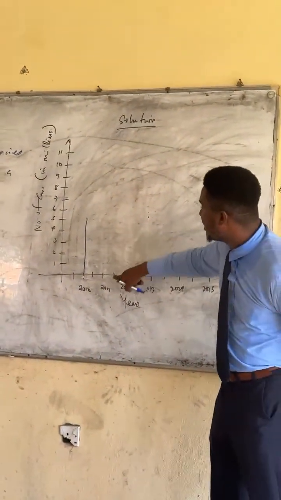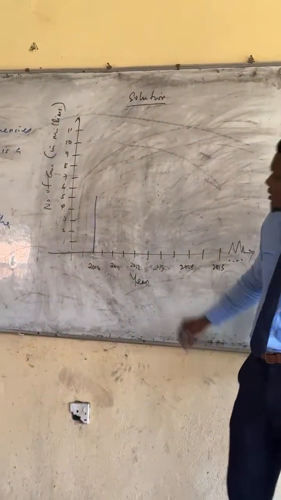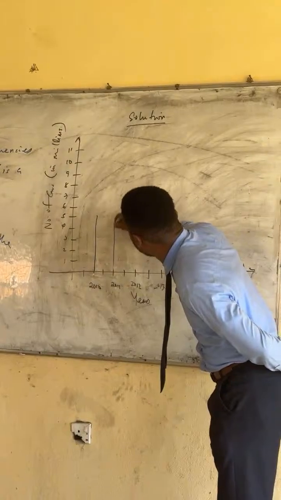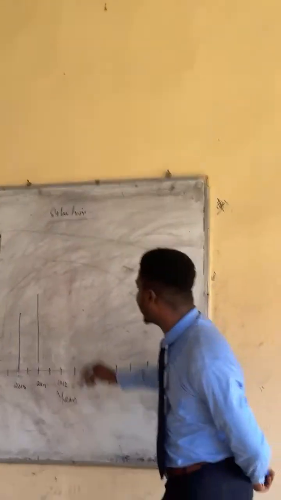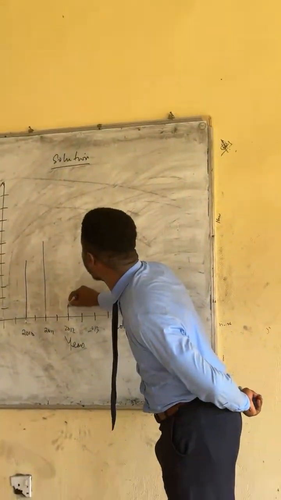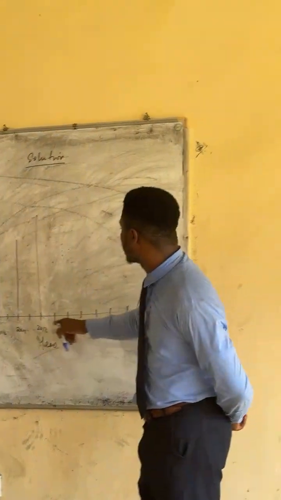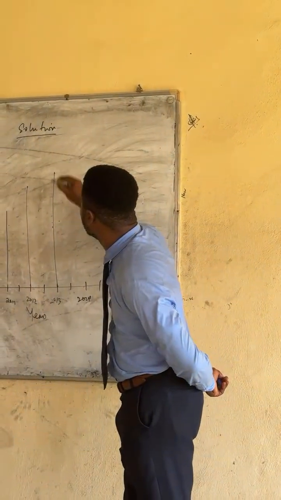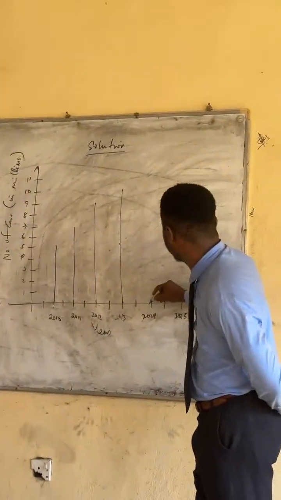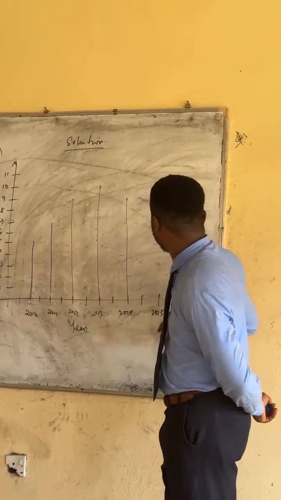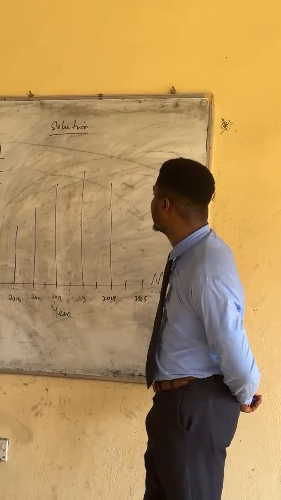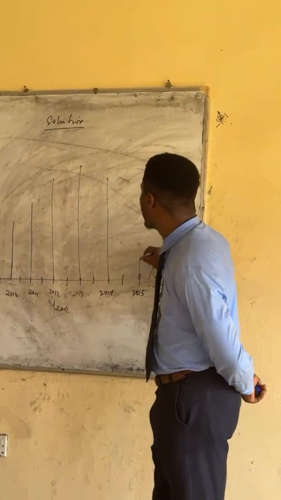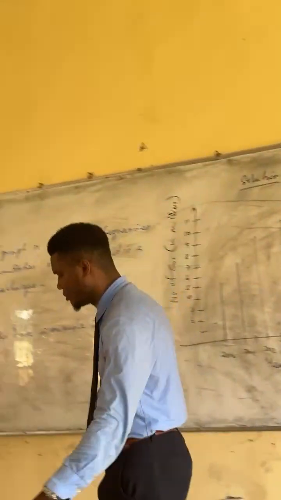Now, in 211, how many cars were imported? 7. You will just drag this up to 7, and that ends it. 212: 9. You drag this up to 9, and that's all. 213: 10. I will drag this up to 10. 214: 9. 215, sorry: 2. Drag this up to 2. So you complete the rest. Is that difficult? That's all about it.